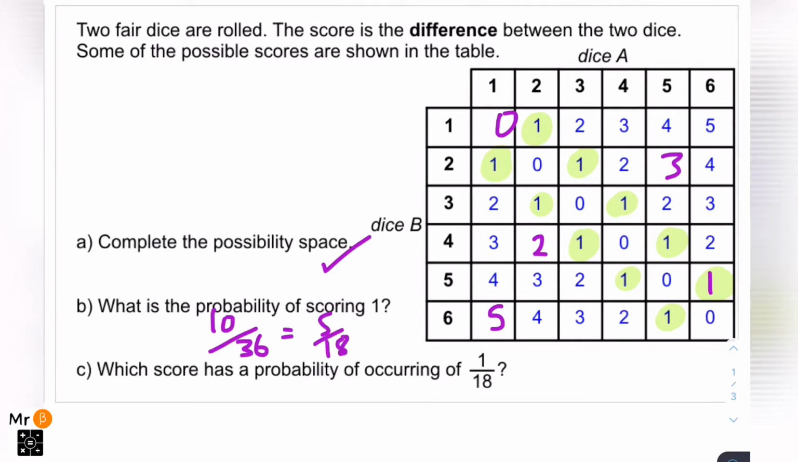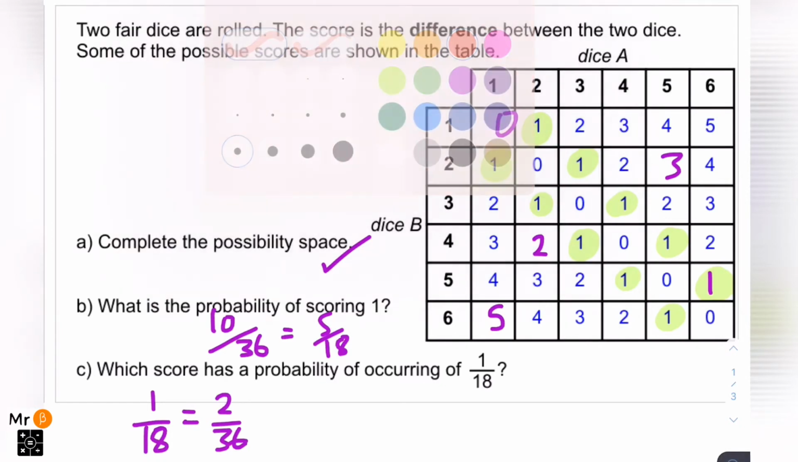Which score has a probability of 1/18? So we know 1/18 is equivalent to 2/36. Therefore, we're looking for a number which has only popped up twice in our grid. And that one we know it would be this number 5.